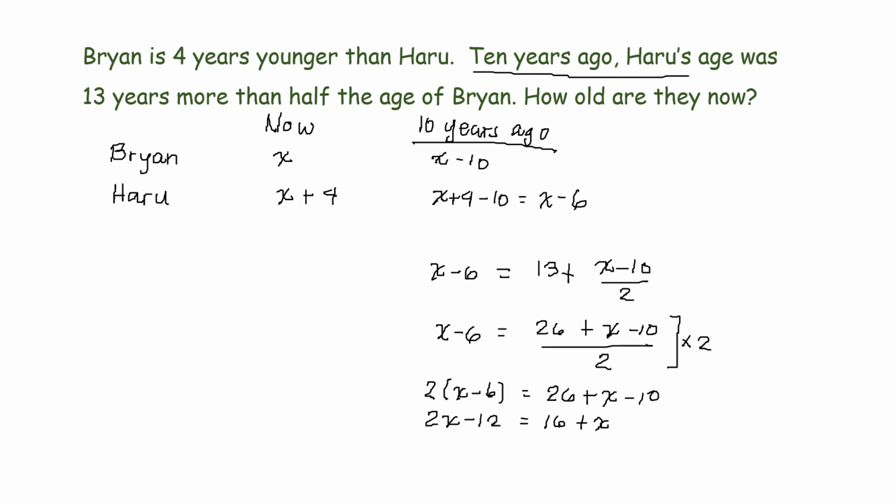If I combine terms like 2X minus X, that would give me X on the left side. I'll bring negative 12 to the right side, which makes it positive. So 16 plus 12 is 28. So that means Brian is 28 years old now.